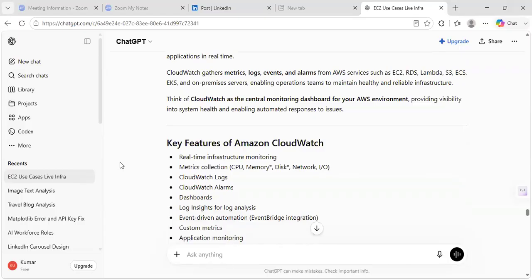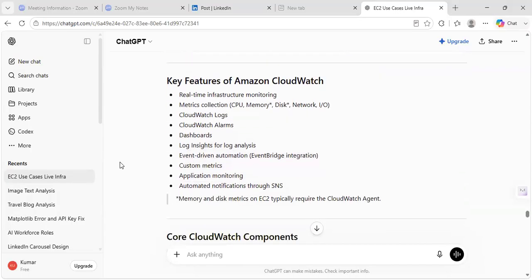So whatever issues are coming, those can be identified as events or notifications. So what are the key features of Amazon CloudWatch? Real-time infrastructure monitoring, metrics collection: CPU, memory, disk, network, I/O. CloudWatch logs, CloudWatch alarms are there, dashboards are there, Logs Insights for log analysis are there.